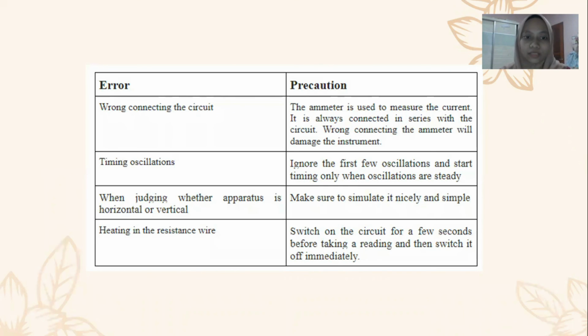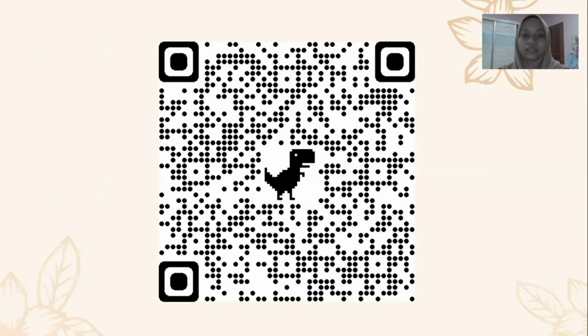Second is timing oscillation. The precaution is to ignore the first few oscillations and start timing only when the oscillations are steady. The third one is when judging whether the apparatus is horizontal or vertical. The precaution is to make sure it is set up nicely and simply. The last one is heating in the resistance wire. For the precaution, we can switch on the circuit for a few seconds before taking a reading and then switch it off immediately. For the reference, you can scan here.